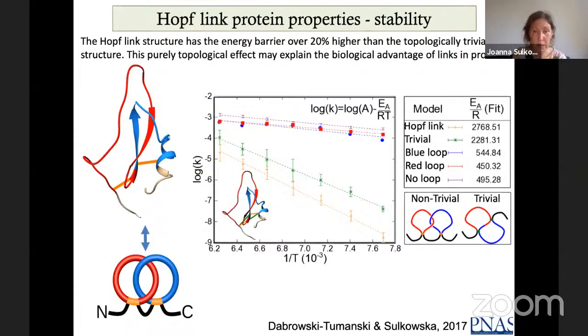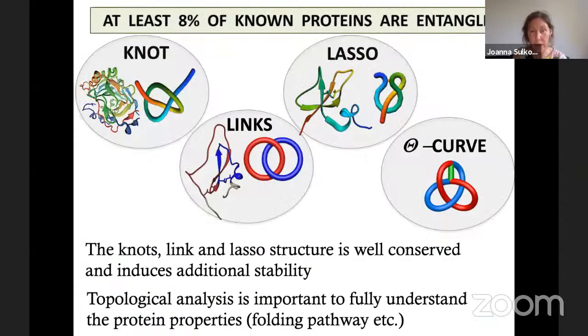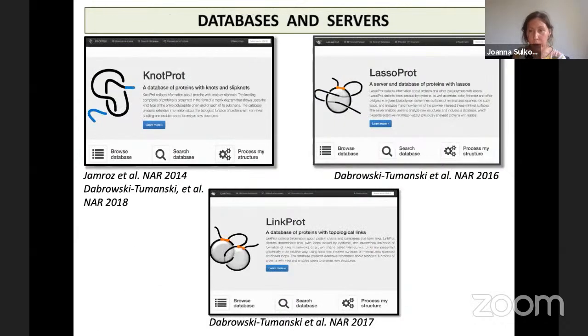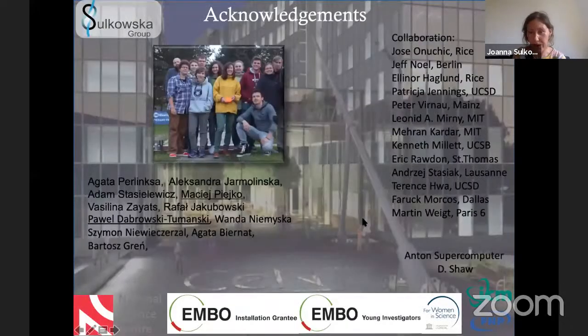So to finish, today we know that there is another group of proteins with non-trivial topology. We find that proteins can form theta curves. So there will be a lot of study of such topology. And if you would like to know if a protein is knotted or possesses lasso links, then I encourage you to use one of these servers. And with this, I would like to finish and thank you for your attention.